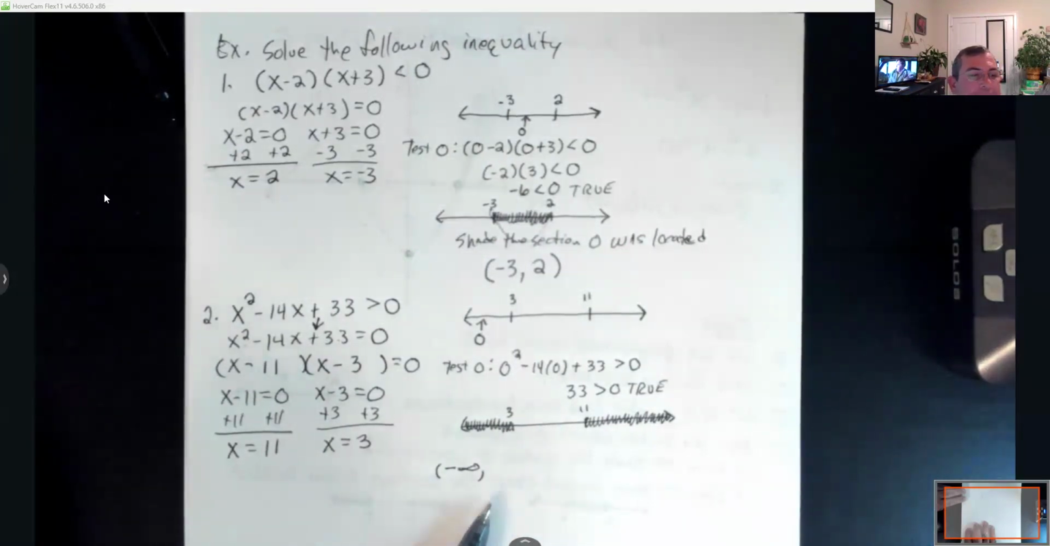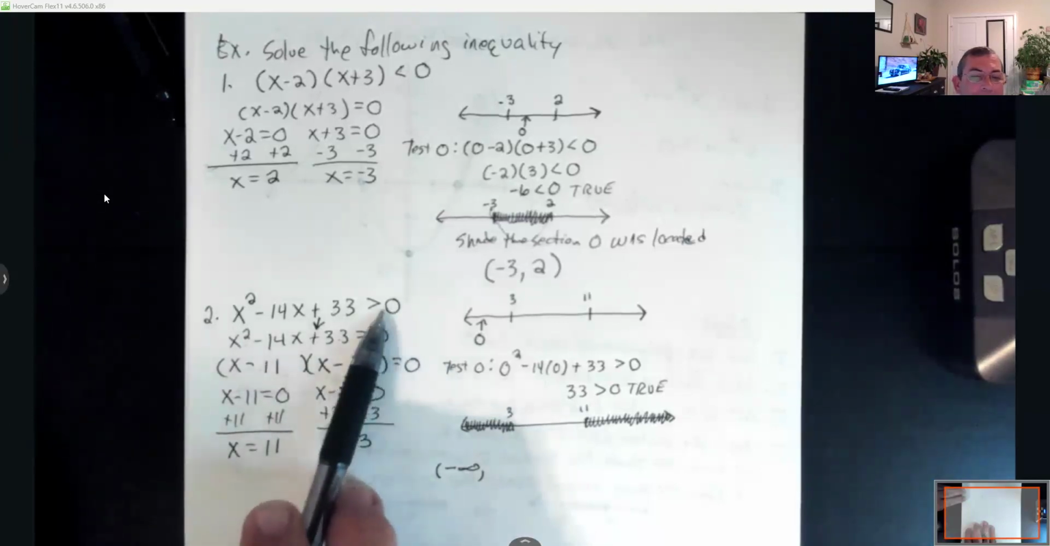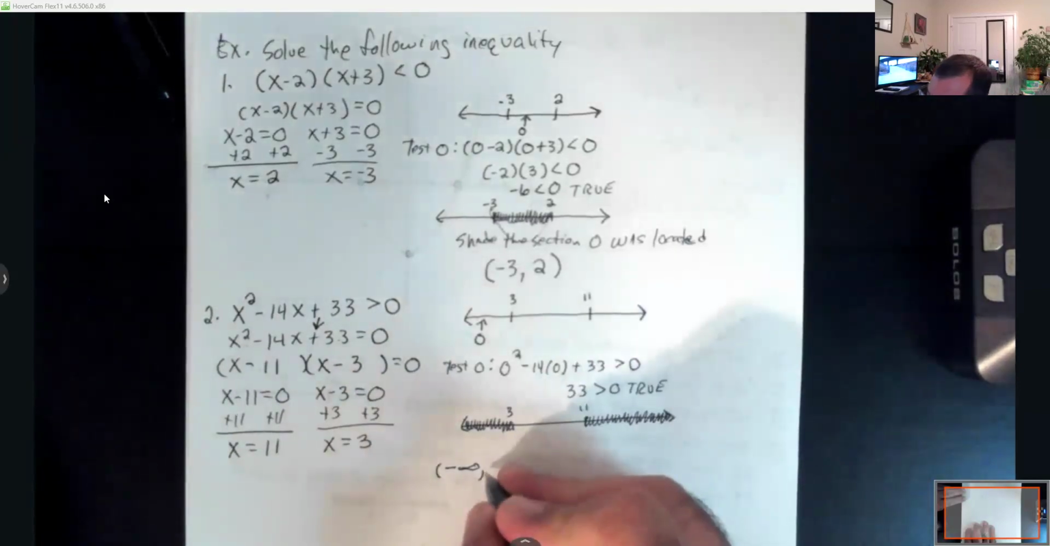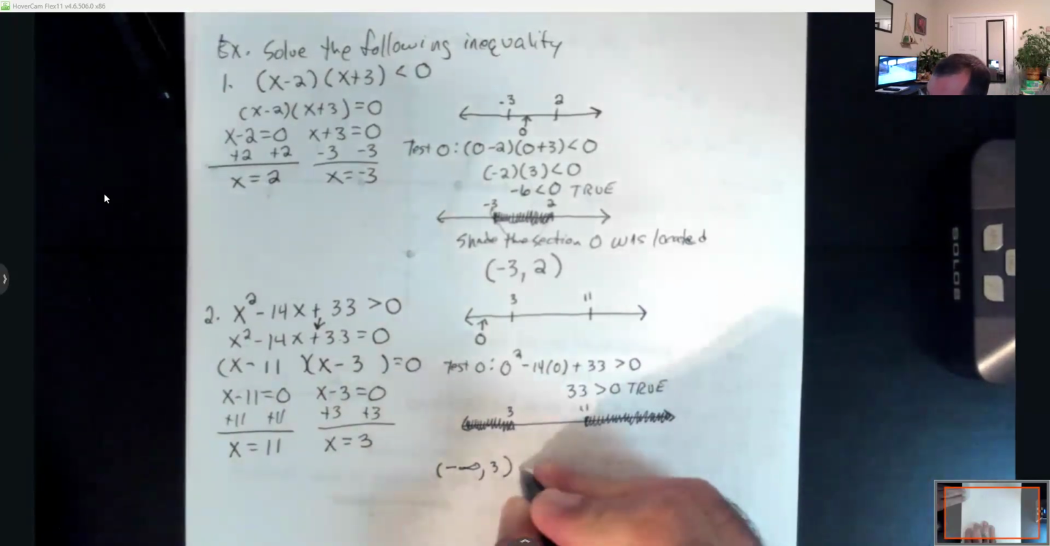Hey, also my number, parentheses or brackets. And we're looking at that inequality. Okay, so you got parentheses, good job. So that'll be 3 parentheses.